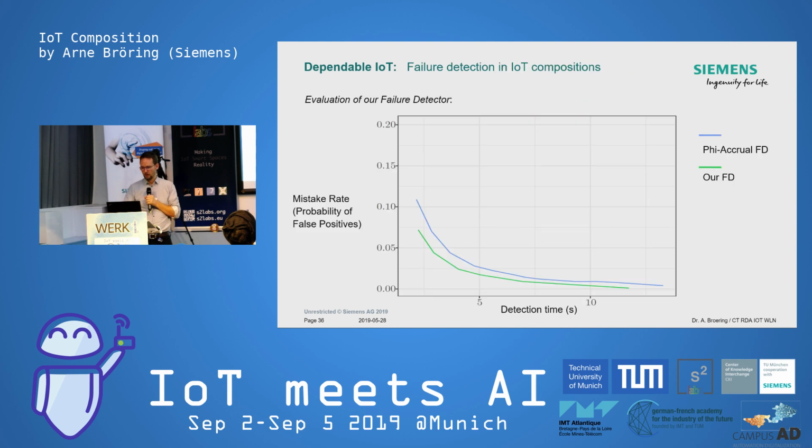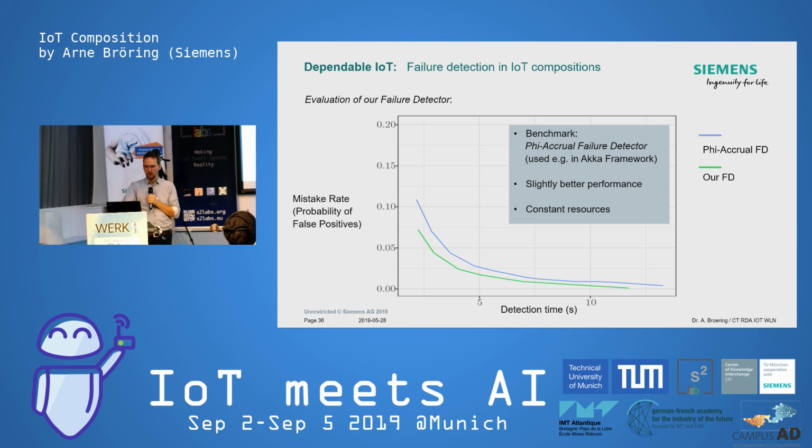We then apply this mitigation by simply moving it here. We worked on this as part of a master thesis and figured out in an evaluation that our work is also quite good in terms of performance. We compared against the phi accrual failure detector, which is very well known and used in the Akka framework, for example, and we were more or less equal in terms of mistake rate, a little better, but more importantly, we use constant resources in terms of memory, which is not the case for the other one, and which is important for us in constrained devices.